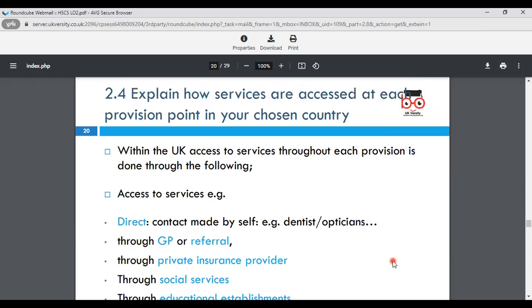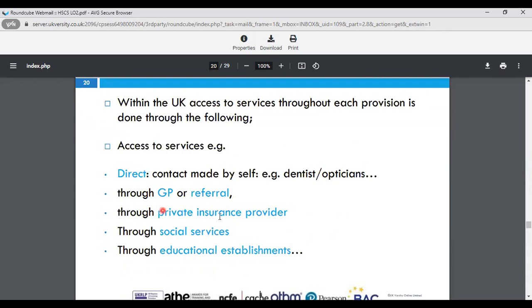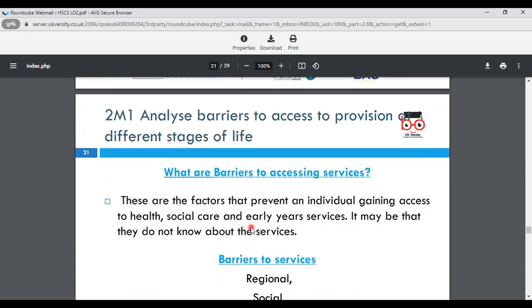And then within the UK, we have how services are accessed. So we have direct contacts made by ourselves. This is through dentists and opticians. We have contacts through the GP or referral. We have private health insurance providers. We have social services. We have support through educational establishments also.